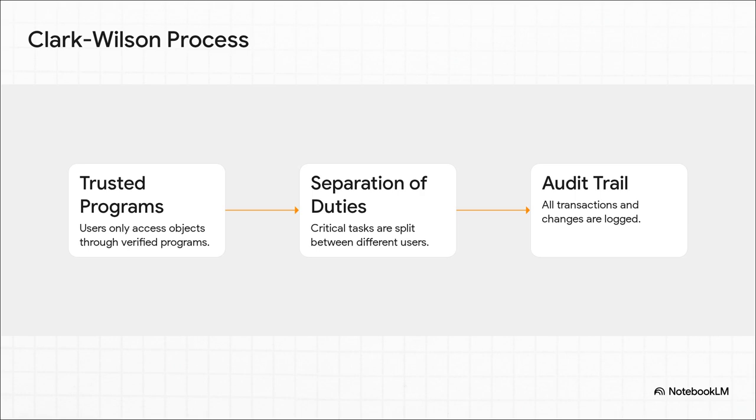Second, separation of duties. This is huge. A critical task has to be split between multiple people. So one person might submit an expense report, but a different person, their manager, has to approve it. And third, there's a full audit trail. Every single transaction is logged and tracked. It's basically the digital version of that old saying, trust but verify.